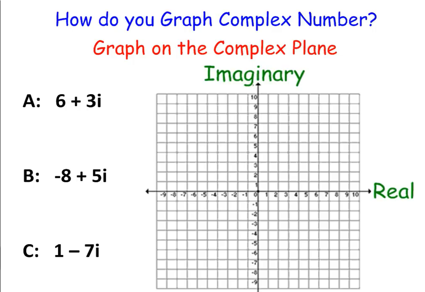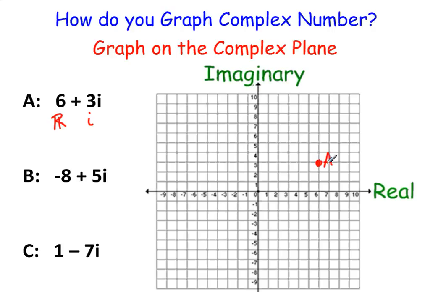So what are these imaginary numbers and how do we graph them? We can graph them on the plane, but when we graph imaginary numbers, we don't have just an x and a y axis. We have a real axis and we have an imaginary axis. So if I ask you to graph 6 plus 3i, remember this is our real component, our real number, and this is our imaginary component. So I'm going to go over 6 on the real and up 3 on the imaginary.